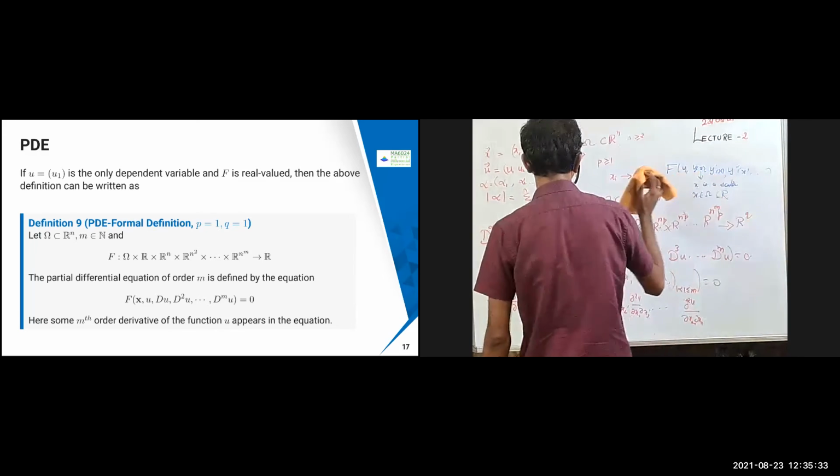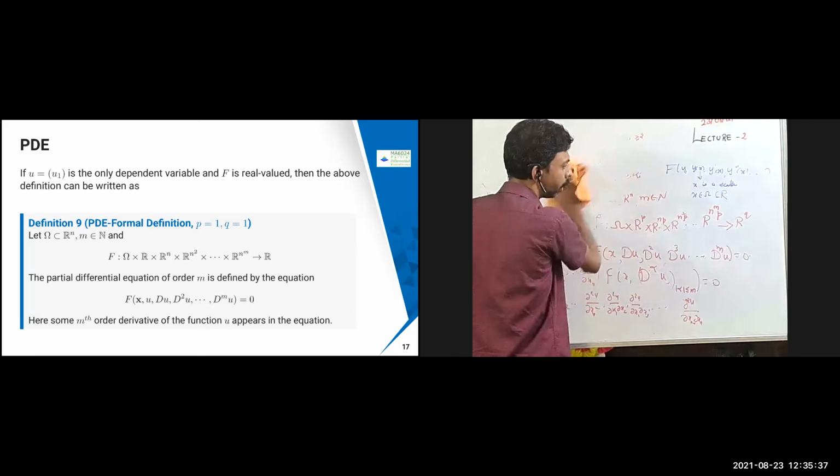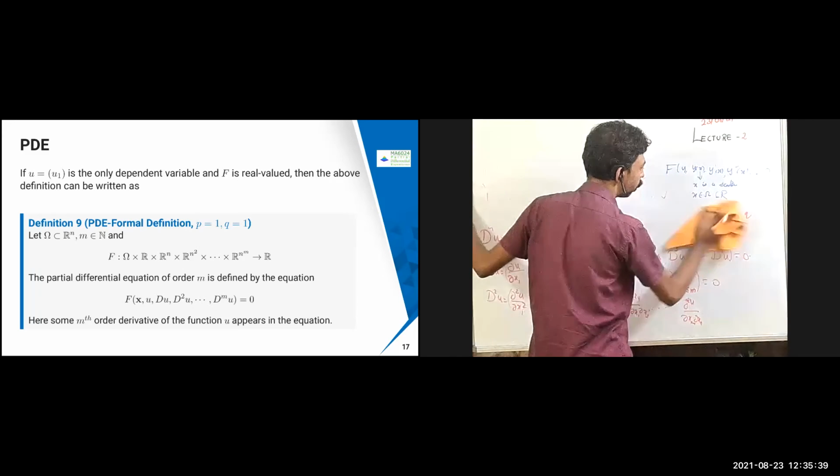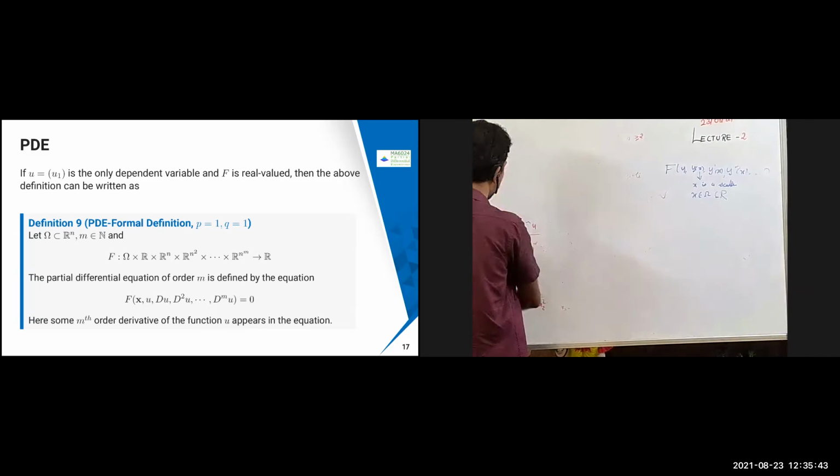Okay, let us define it in a simple way for one variable, and then we'll see what it is going to be. And then we'll also discuss simple problems.